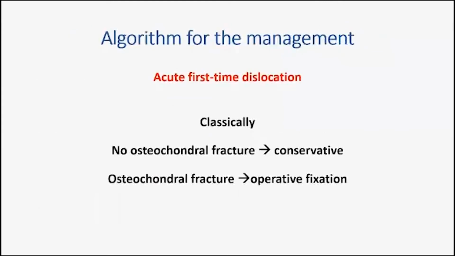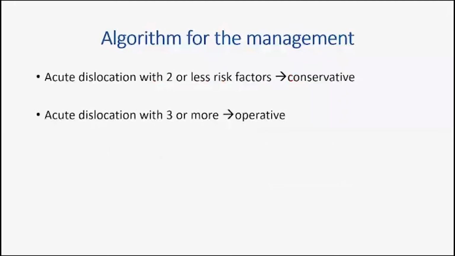Algorithm for management. Patient with acute first-time dislocation. Classically, if there is no osteochondral fracture, we would go for conservative. If we have an osteochondral fracture, we'll go for operative fixation. But that's not as simple as this. We know that increasing the risk factors increases the rate of recurrence. So if we have a patient with acute dislocation with two or fewer risk factors, we do conservative treatment. If acute dislocation is with three or more, operative treatment is recommended in these patients.